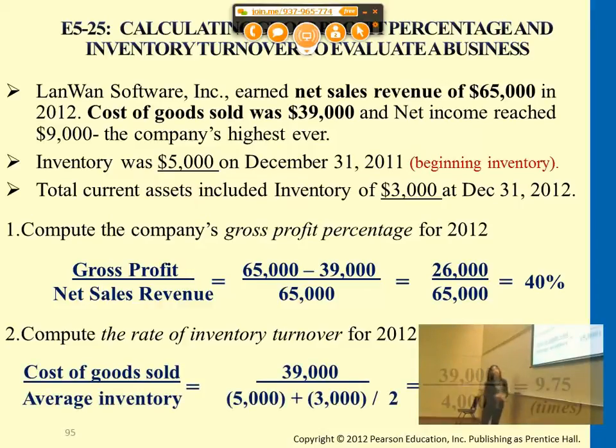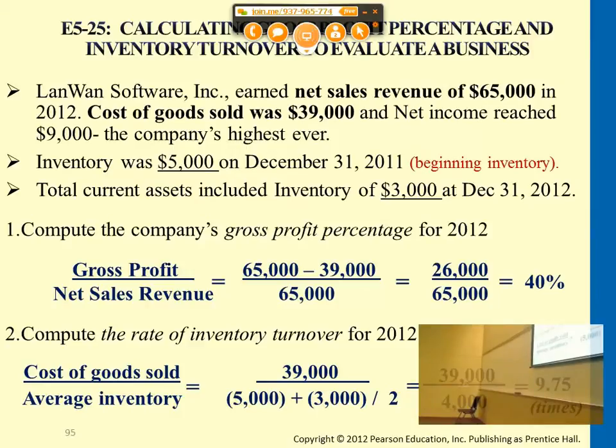Okay, so you have 5,000 plus 3,000 divided by 2. This is the average level of inventory, $4,000. Cost of goods sold is the total amount of inventory expense that has been incurred in this season. So altogether, $39,000. We're trying to understand the relationship between these two.